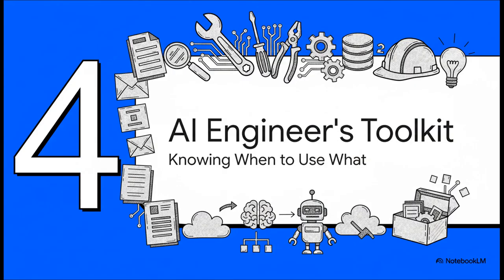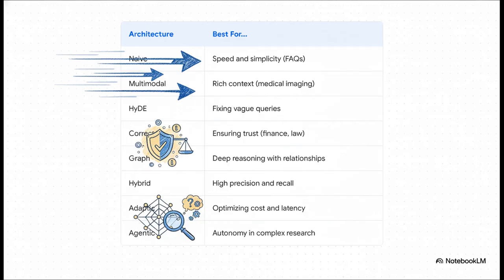Whew, okay, we have covered a lot of ground. Let's pull this all together into a practical toolkit, because at the end of the day, it's all about knowing which tool to use for which job. This chart right here, this is basically your cheat sheet. If you need pure speed for an FAQ bot, you grab Naive RAG. If you're building a financial tool where trust is everything, you need Corrective RAG. And if you need an AI to do complex, independent research, you deploy an Agentic RAG system. See? Every single architecture is a specialized tool for a specific kind of problem.